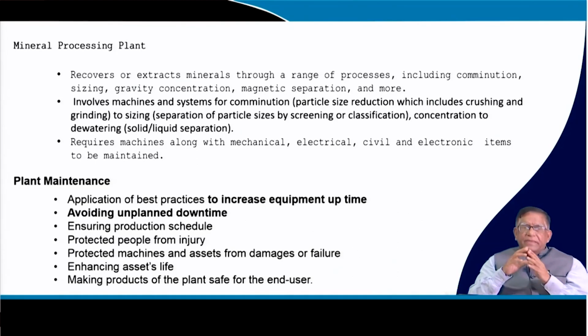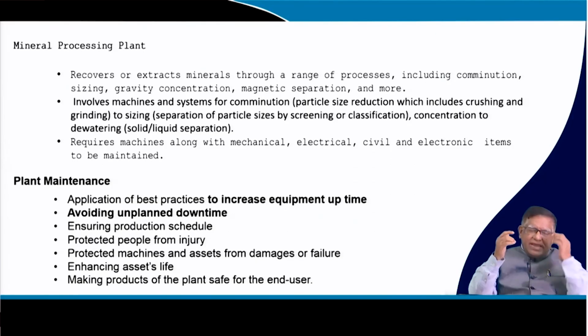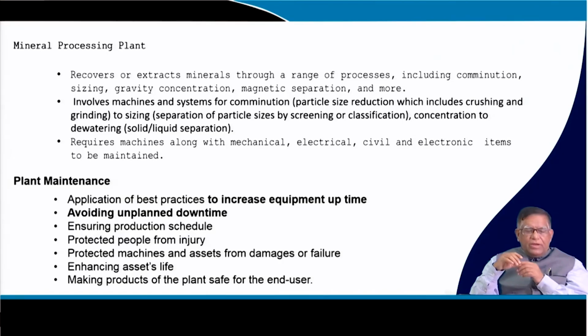Now, your uptime can be maintained and downtime can be avoided, and capacity utilization is enhanced, so that your production schedule is maintained. If your capacity utilization, that is the capacity to work, cannot reach that capacity, that also means your system is not well maintained.